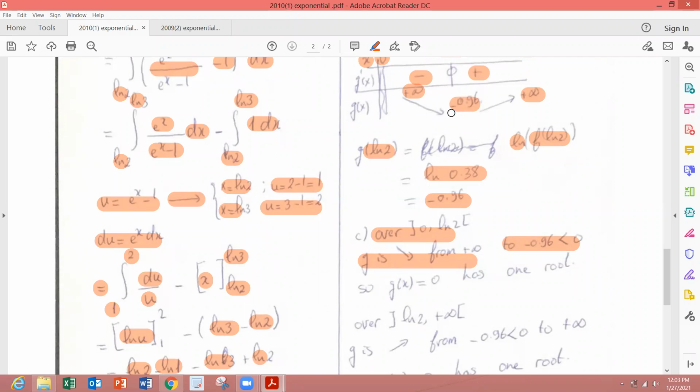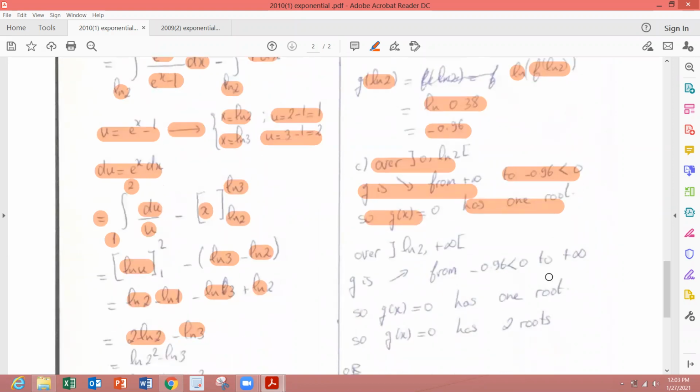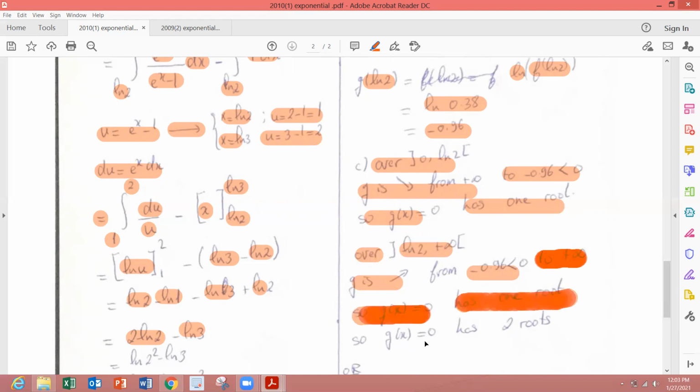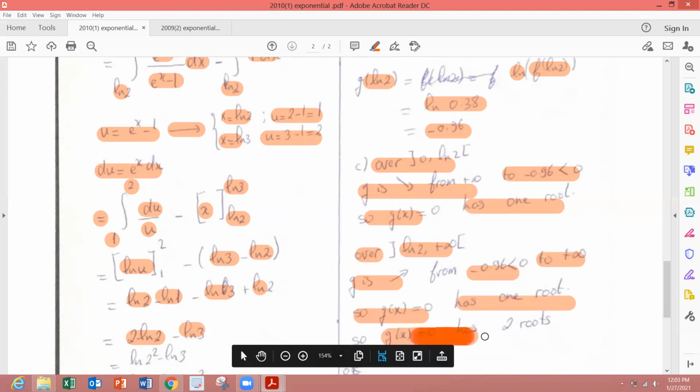Then its curve will cut the x-axis at one point. We were above the x-axis, and now we are below the x-axis. So g x equals 0 has one root. In the same way, over ln 2 to plus infinity, g is increasing from a negative value, below the x-axis, to plus infinity. So g x equal to 0 has one root. In total, g x equals 0 has two roots.